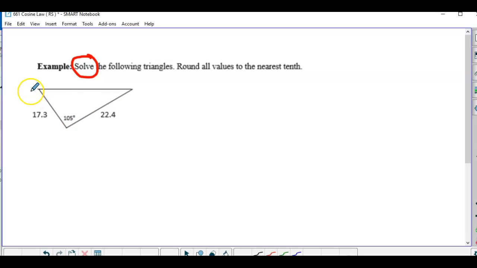I'm going to actually label these. So maybe I'll call this C, just because we have to solve it, so it's nicer to have some labeling there. So then I am looking for lowercase c. This would be B, this would be A. Okay, so now I'm looking for side C, so C squared equals, and then it doesn't matter which is A or which is B, because order doesn't matter when you're adding.